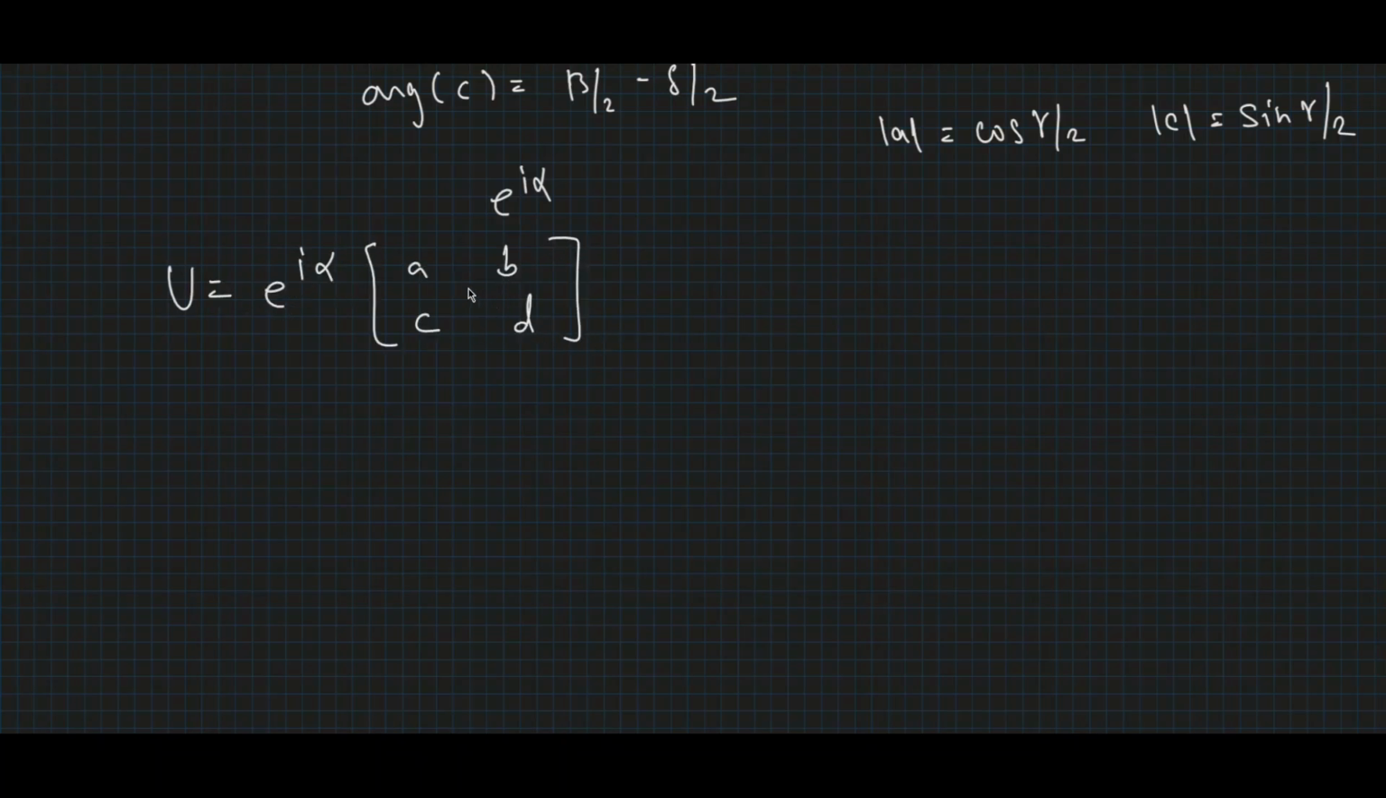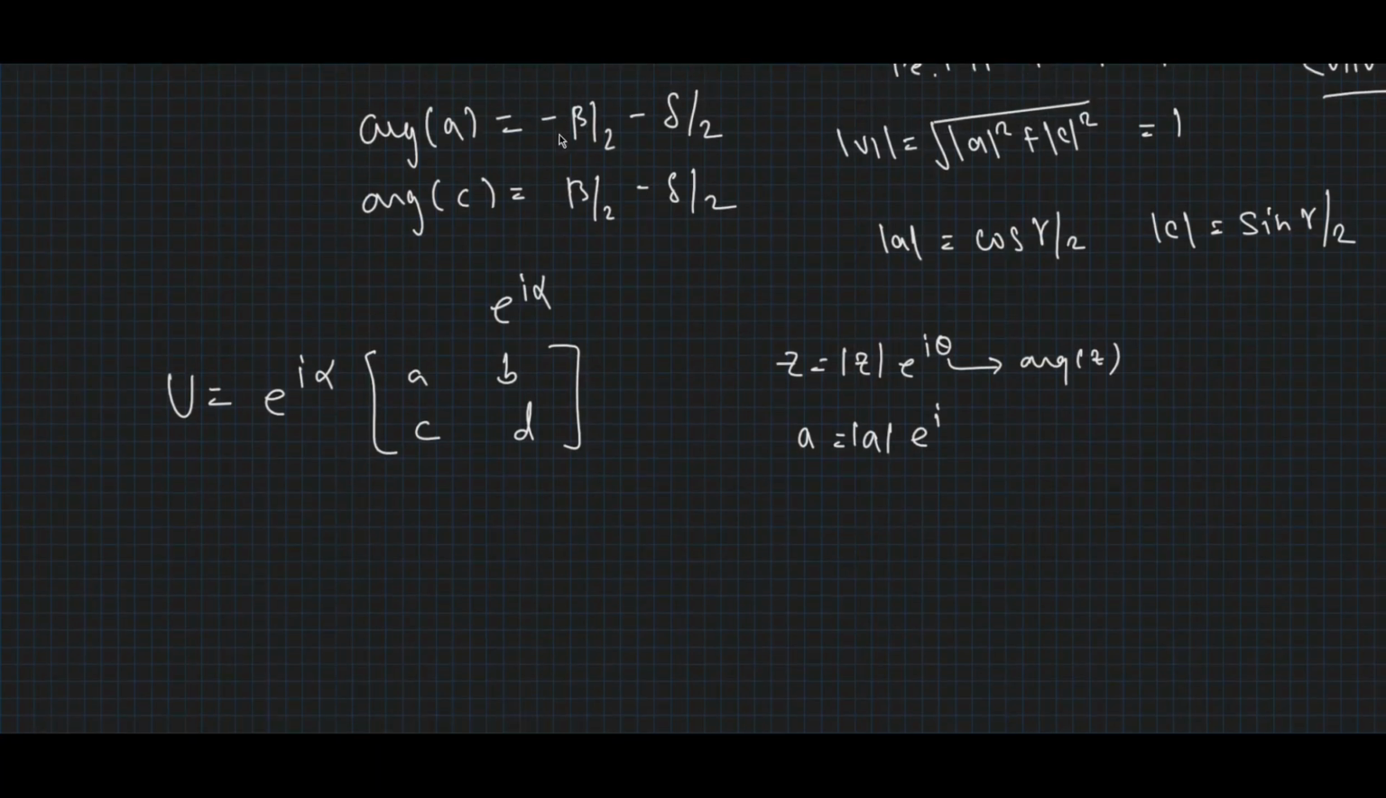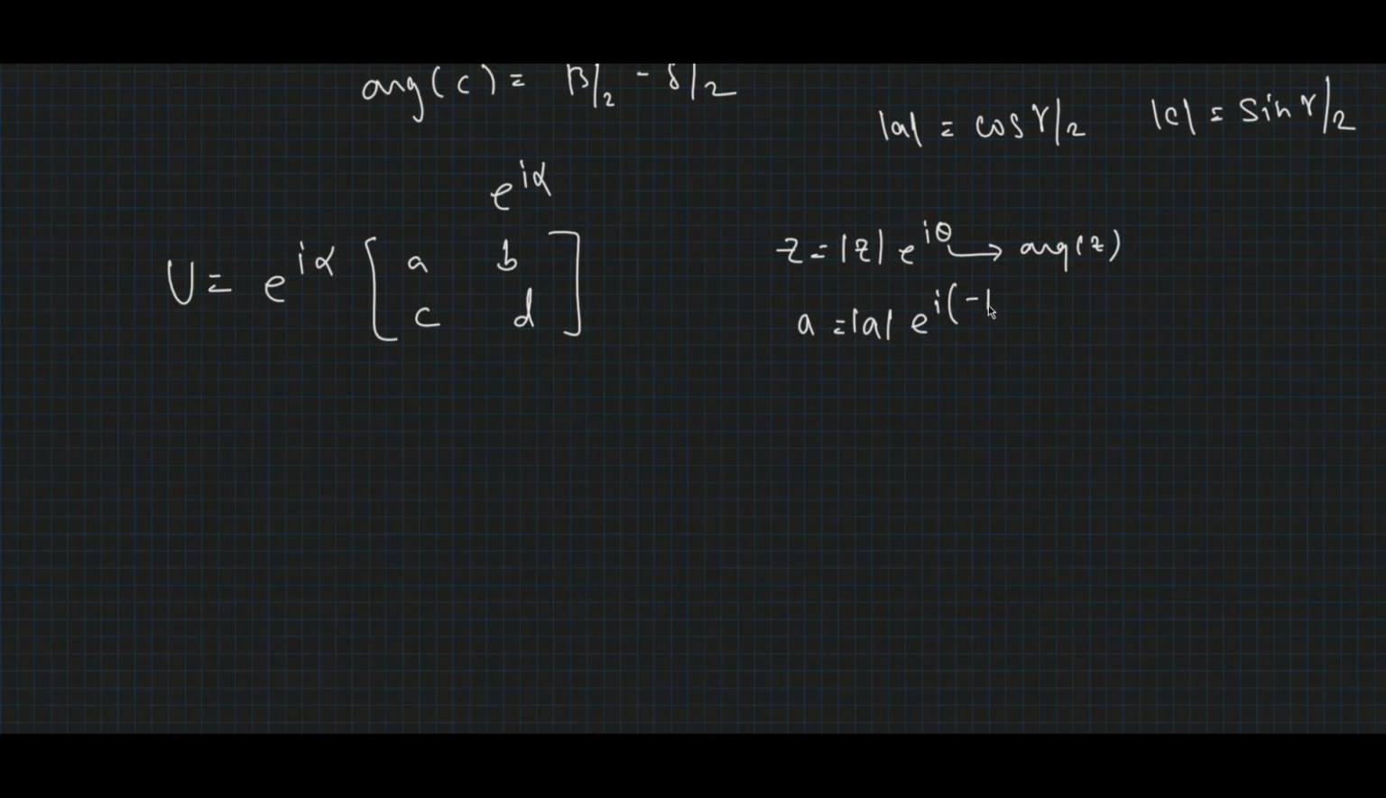Now we know that we can write a complex number z equal to magnitude of z into e raised to i theta, where theta is the argument of z. Therefore, we can write a equal to magnitude of a into e raised to i theta, where theta is the argument of a, and we know the argument of a is minus beta by 2 minus delta by 2. So a would be e raised to i minus beta by 2 minus delta by 2 into magnitude of a, which was cos gamma by 2.